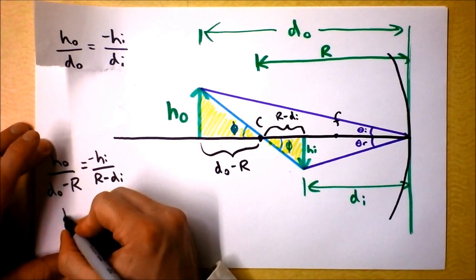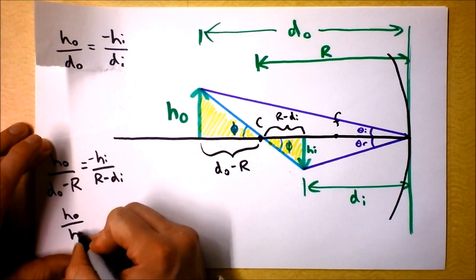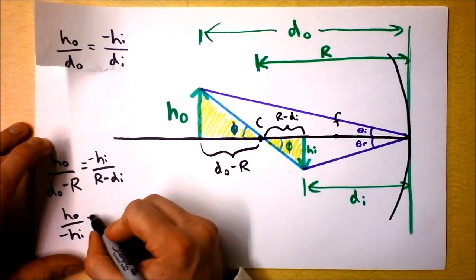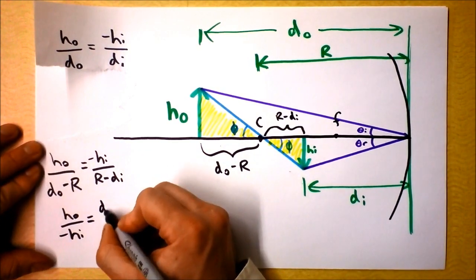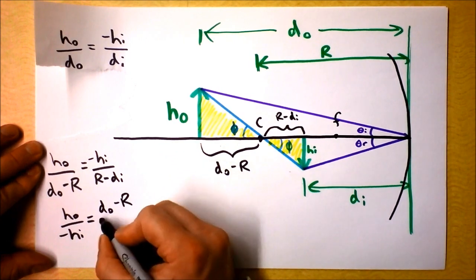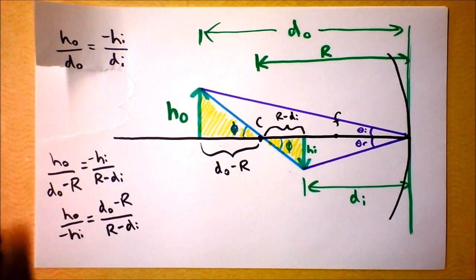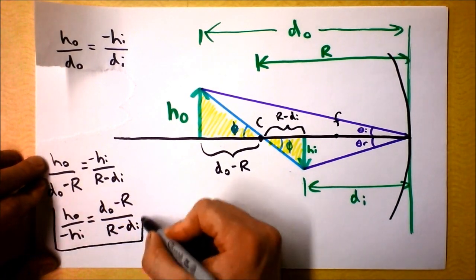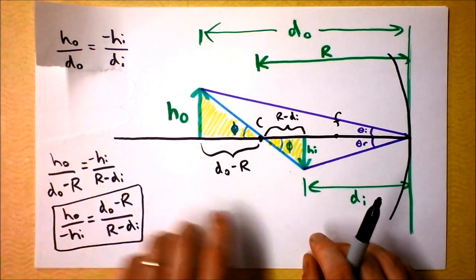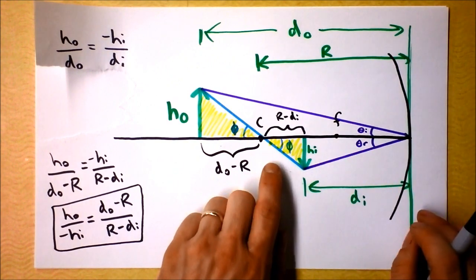I'm going to solve this for HO over negative HI, and I'll find that to be, well, that's just DO minus R divided by R minus DI. Look, there's some symmetry here. You're definitely seeing some symmetry. I'm going to put a box around this guy right here, and then we're going to go to the next page. Say goodbye to these nice, beautiful triangles.